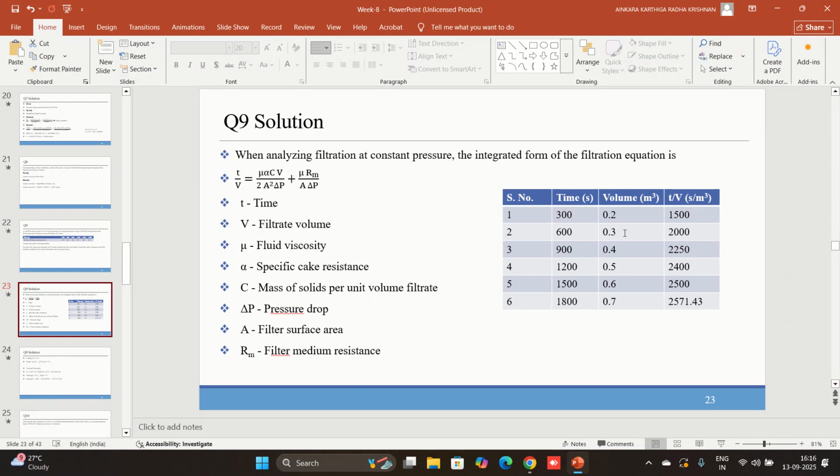300 divided by 0.2 will be 1500. 600 divided by 0.3 will be 2000, and 900 by 0.4 is 2250, and 1200 by 0.5 is 2400, and 1500 by 0.6 is 2500, and finally 1800 divided by 0.7 is 2571.43. So this is in seconds per meter cube.